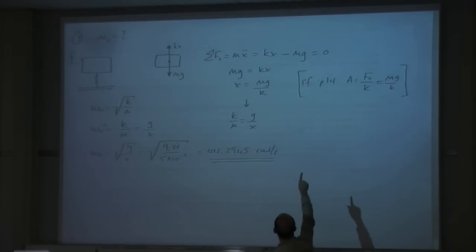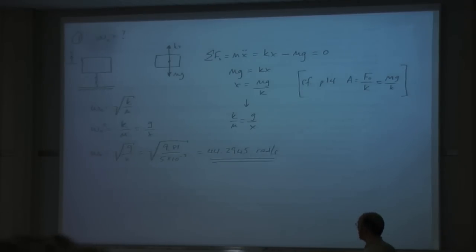And the comparison is on page 14. We said that if omega approaches 0, which in this case it is, there's no oscillation whatsoever, we know that A is going to approach F naught upon K, where F naught in this case is the force of gravity, the self-weight of the thing, which is mg, and obviously K has been given.